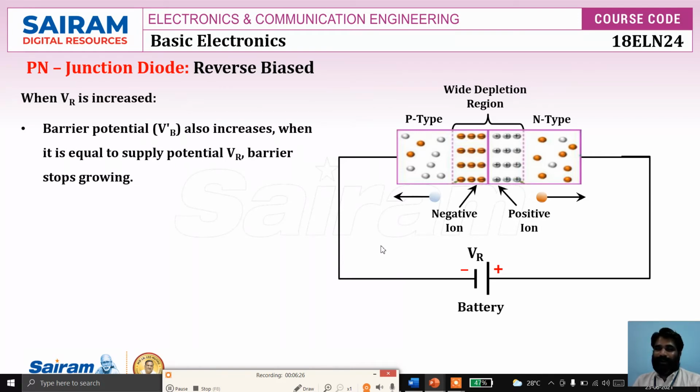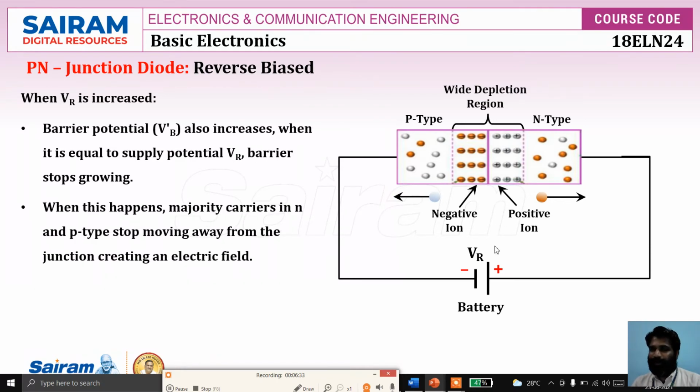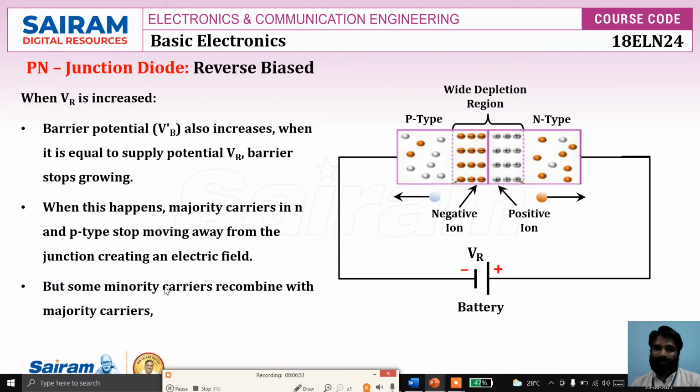When reverse voltage is equal to the potential barrier, the barrier stops growing. I mean, it keeps on increasing the barrier potential until the barrier potential is equal to the applied voltage, then it stops. So when this happens, majority charge carriers in the P type start moving away from the junction, creating an electric field. But some minority charge carriers are there, electrons here, holes there, no? They recombine with the majority charge carriers.